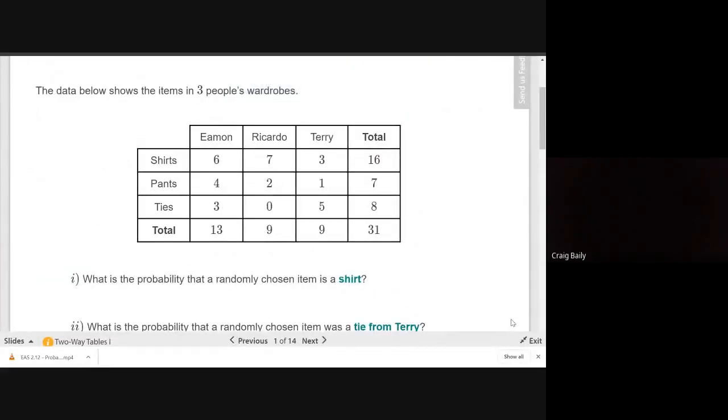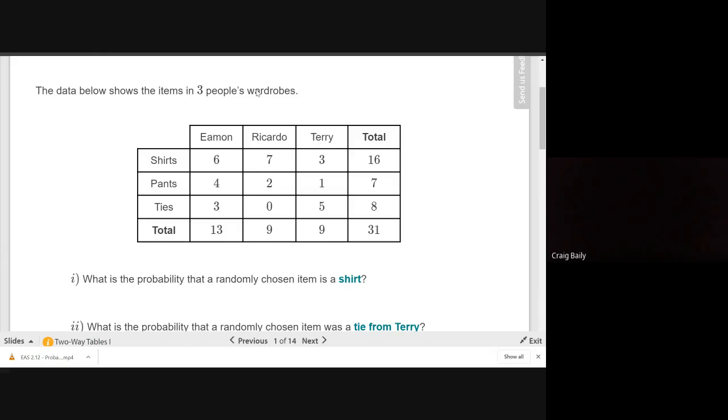Kia ora tai tamariki. In this lesson, we're going to talk about finding probabilities using a two-way table. We know from previous lessons a probability is going to be a fraction, which is the number of favorable outcomes divided by the total number.